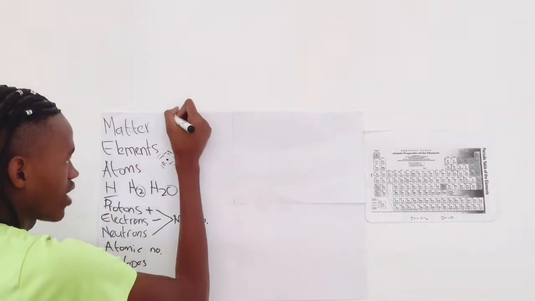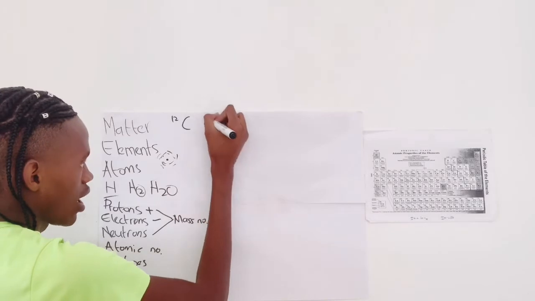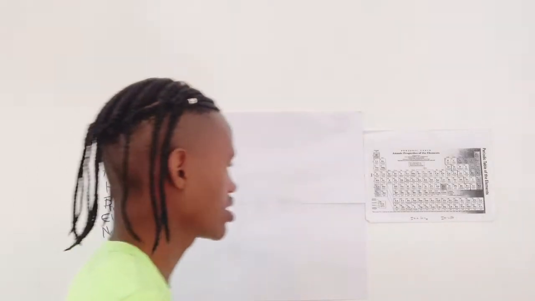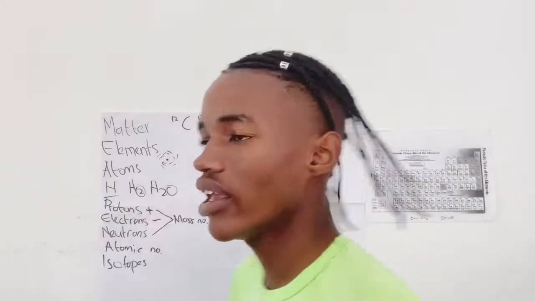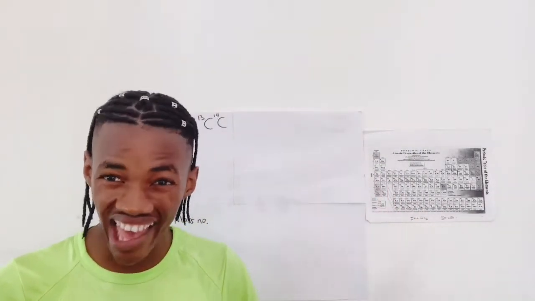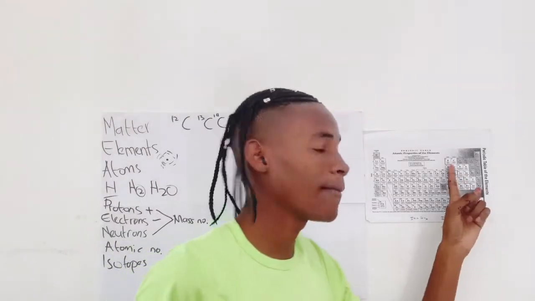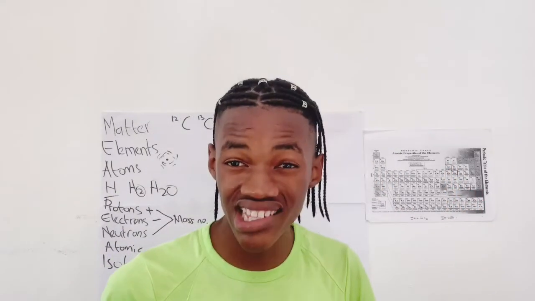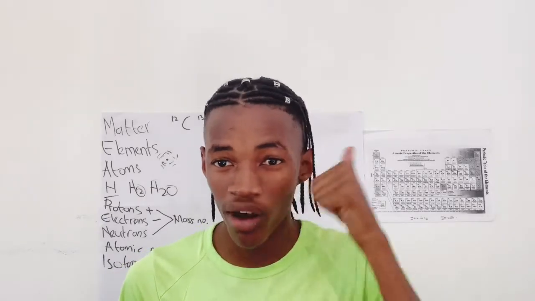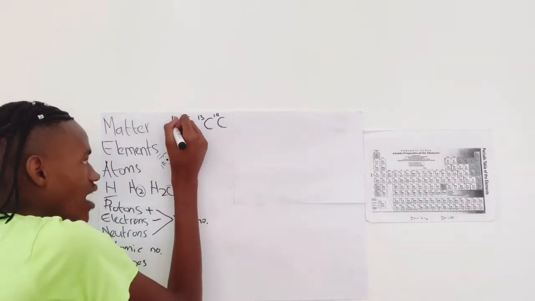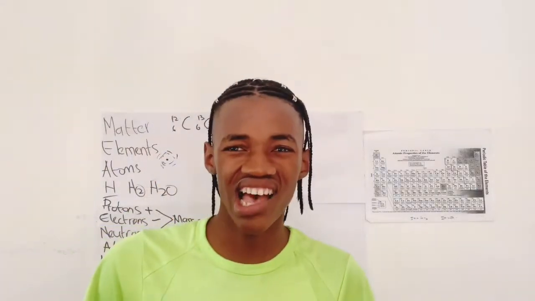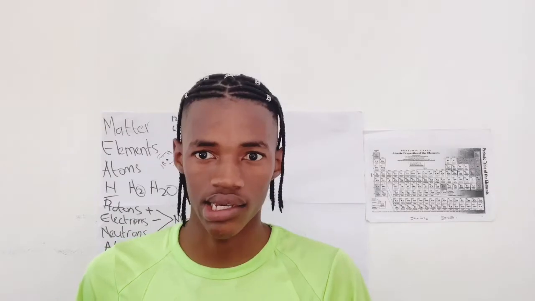So now we have carbon 12, carbon 13, and carbon 14, right? So now if you come to your periodic table, you'll find out that carbon is number 6, which means that it has 6 protons. So now you will have your 6 here at the bottom, your 6 here at the bottom. So now this is how you represent atoms.